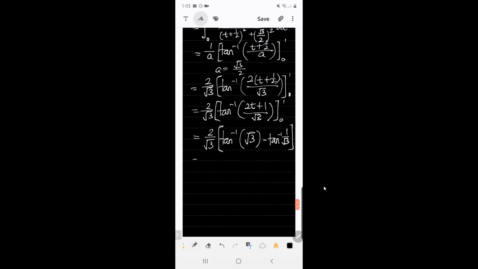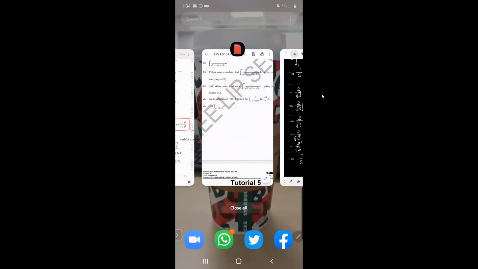So your job is to evaluate this. You have 2 over root 3 times tangent inverse root 3, which gives you pi over 3, minus tangent inverse 1 over root 3, which gives you pi over 6. So you simplify these two, you get 2 over root 3 times pi over 6. So the answer is just pi over 3 root 3. And that's the answer. But the answer given is root 3 pi over 9.